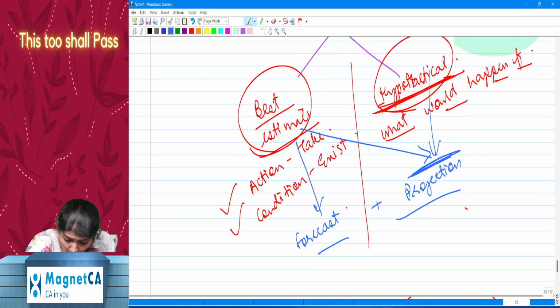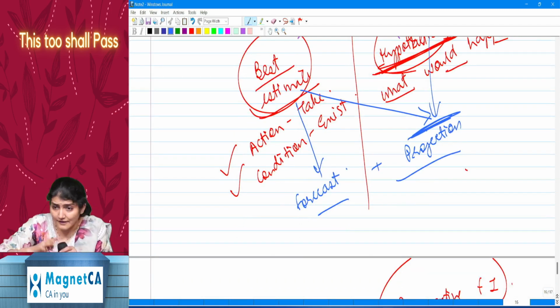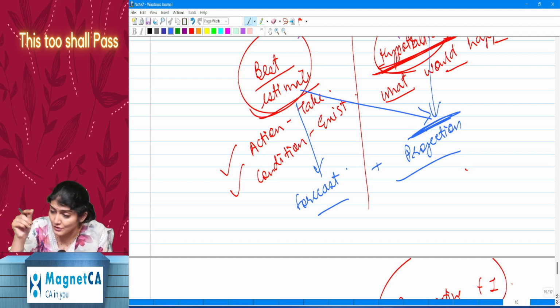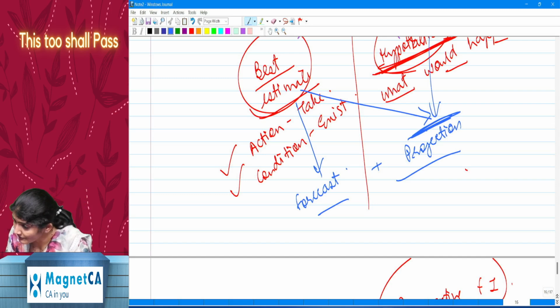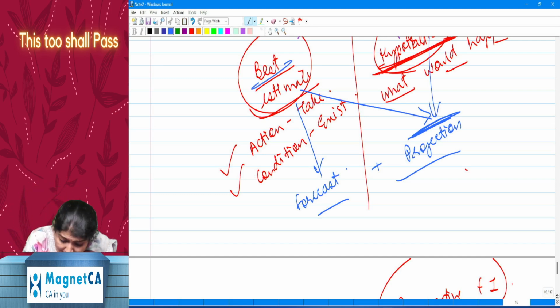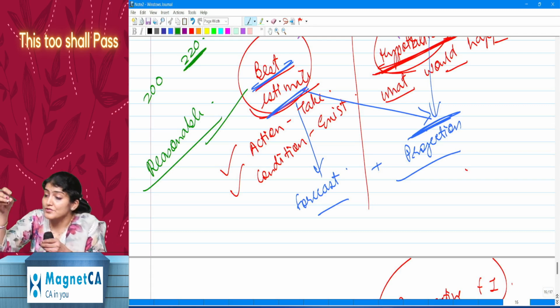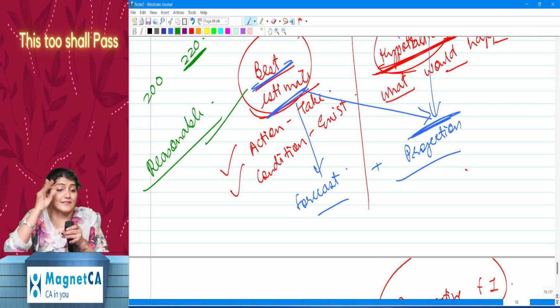Okay, so now obviously as a CA, if I have to check the prospective financial information, what I need to check is the assumption. So for best estimate assumptions, I need to check, are they reasonable? So if they say next year the sales price will increase from 200 to 220, I have to check whether this 220, is it reasonable?